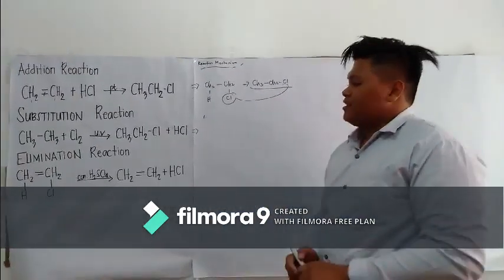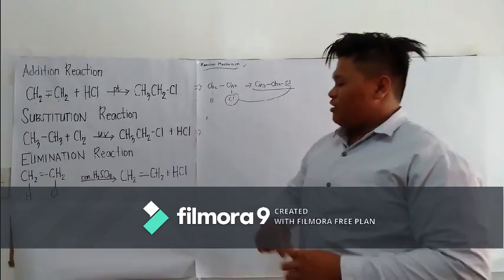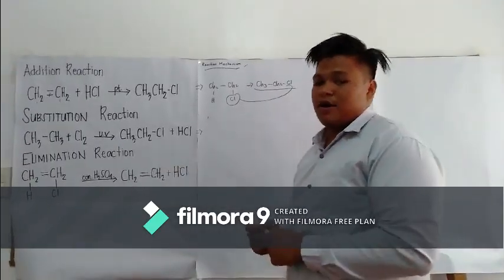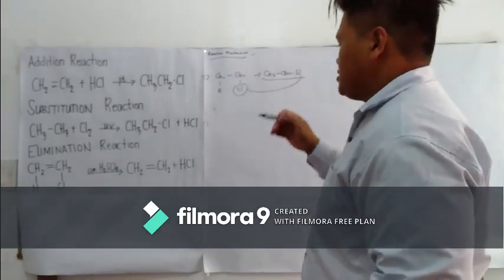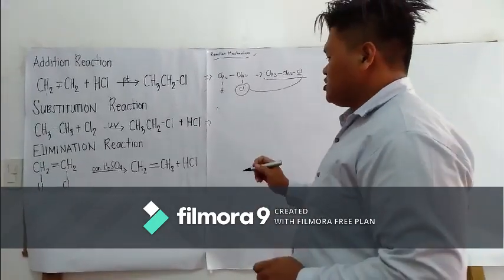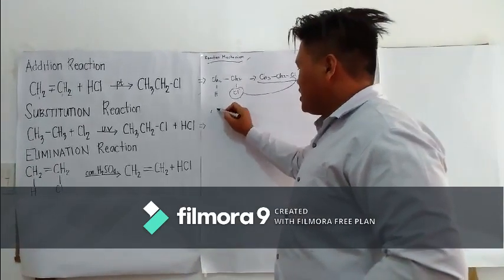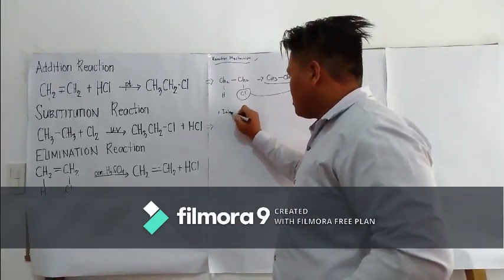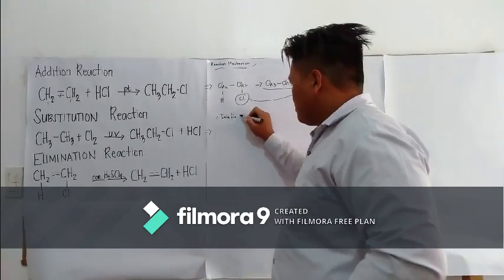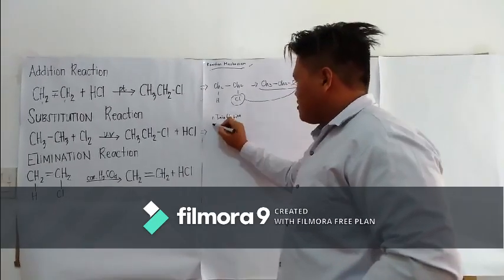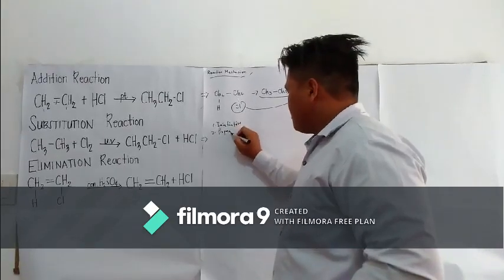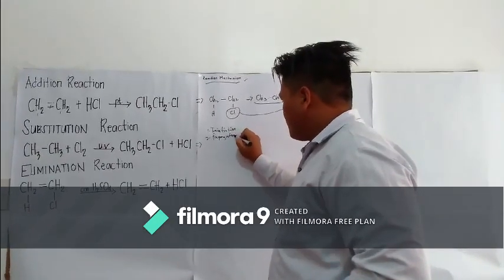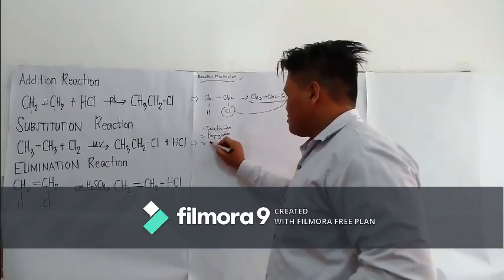So how can we get this? Thanks, partner. So you're asking how to get the product of substitution reaction. By the help also of reaction mechanism. We have three classifications of how to get the product. First, the initiation. Number 2 is propagation. And third is termination.